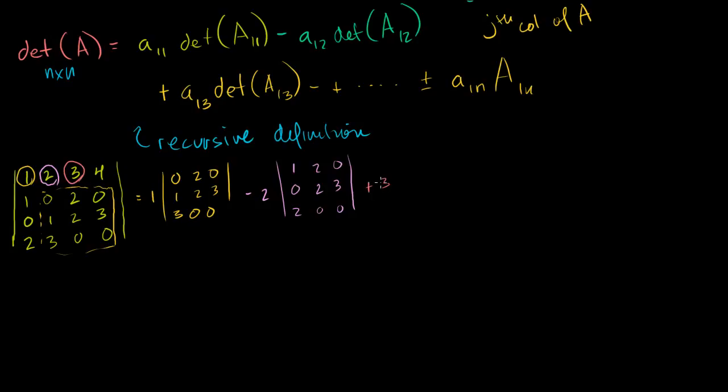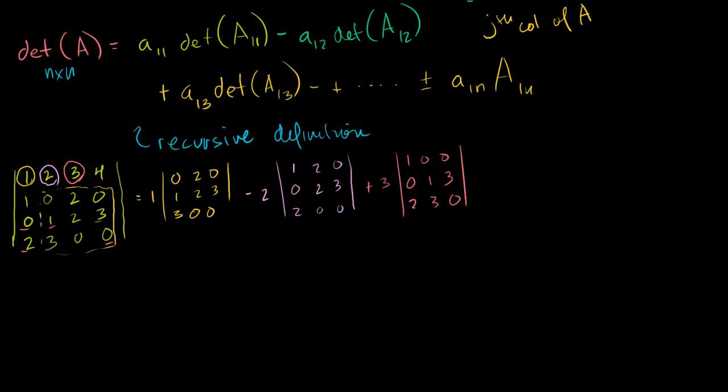So plus 3 times the determinant of its submatrix. Get rid of that row, get rid of that column. I get a 1, 0, 0. I get a 0, 1, 3. I skip this column every time. Then I get a 2, 3, 0. Just like that. We're almost done.